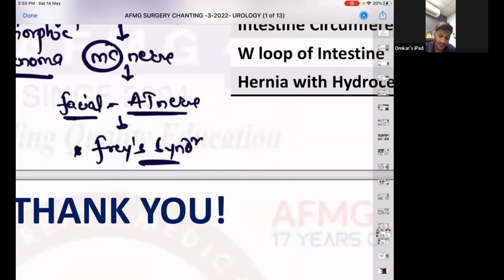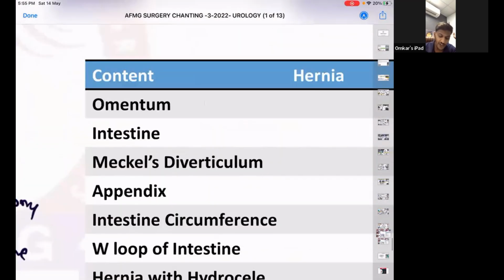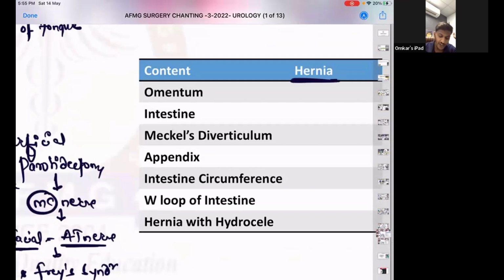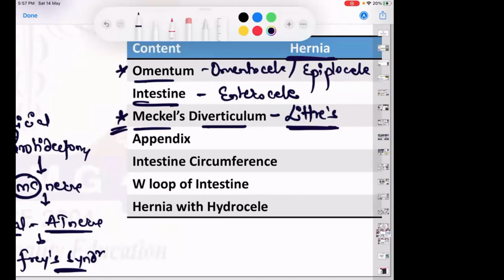It is self-limiting. The last type of hernia is classified by content. Omentum is the content of the hernia, then it is called omentocele or epiplocele. Just be attentive. If intestine is the content, it is called enterocele.